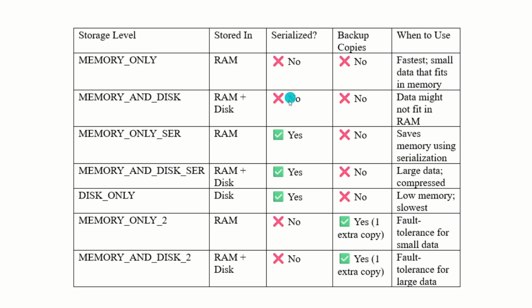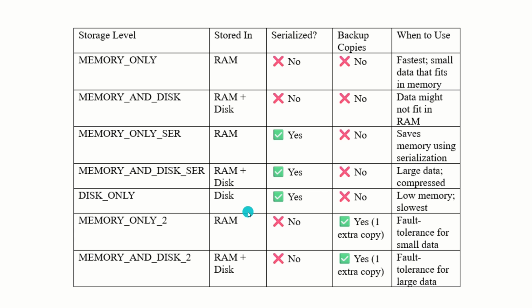Memory and disk, as the name suggests, RAM plus disk. Serialized, no. Backup copy, no. Data might not fit in RAM, that's why we go with memory and disk. Memory only SER means RAM. Serialized, yes. Backup copies, no. Saves memory using serialization, because the benefit of converting the object into a byte stream is that it can easily be stored in a storage, in a database, or it can also have a good impact on the network when you transfer data over the network. Memory and disk SER, RAM plus disk, yes, it is serialized. Backup copy, no. Large data, or it's compressed. Why compressed? Because we have already done the serialization part.